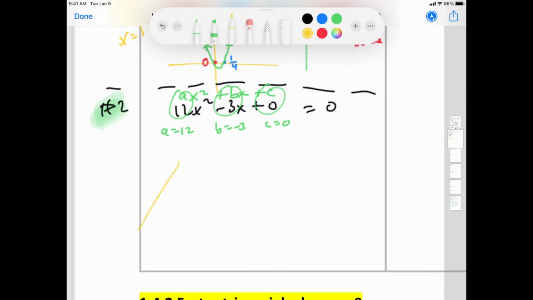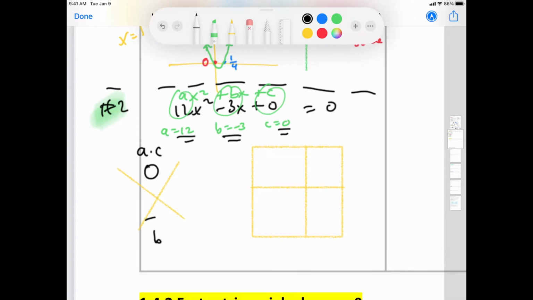And then what I can do with that is just use my Xbox method of factoring. I'm trying to show you guys 2 methods, and you just pick one that makes sense to you and then keep doing that, okay? Okay, so I have a times c is 0, and my b value is -3. What 2 numbers multiply to be 0 but added to be -3? 0 and -3. This splits my middle term, so you need to add an x. They always go on the bottom left and top right. Here is my a term, so 12x squared always goes there, and our plus 0.